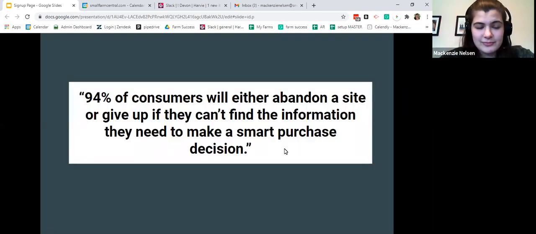So this fact I threw out last time when we did the product call about your product page and swapping experience, that 94% of consumers will either abandon a site or give up if they can't find the information they need to make a smart purchase decision, I think applies to this scenario perfectly as well, because if people are going to your sign up page and they do not have the information they need, they're not going to sign up, and you're going to lose that one chance to gain that member.